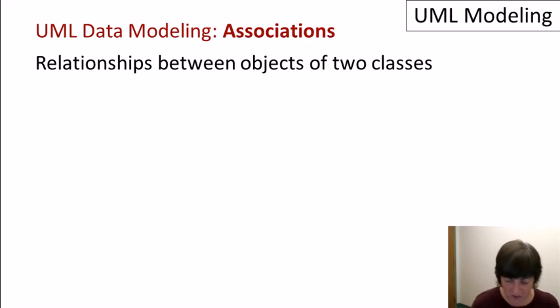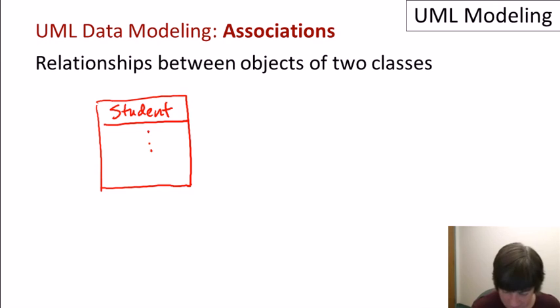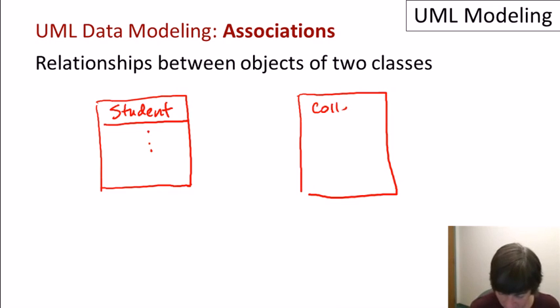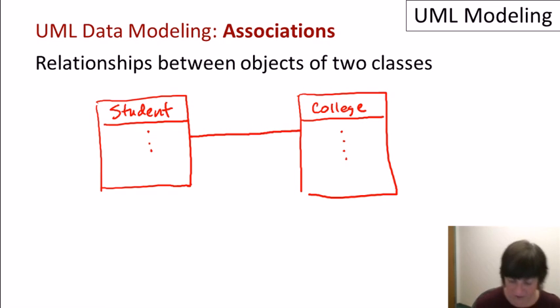Associations capture relationships between objects of 2 different classes. So let's suppose again that we have our student class, and I won't write the attributes now, I'll just write it like that, and we have our college class in our UML design. If we want to have a relationship that students apply to colleges, we write that just as a line between the student and the college classes, and then we give it a name.